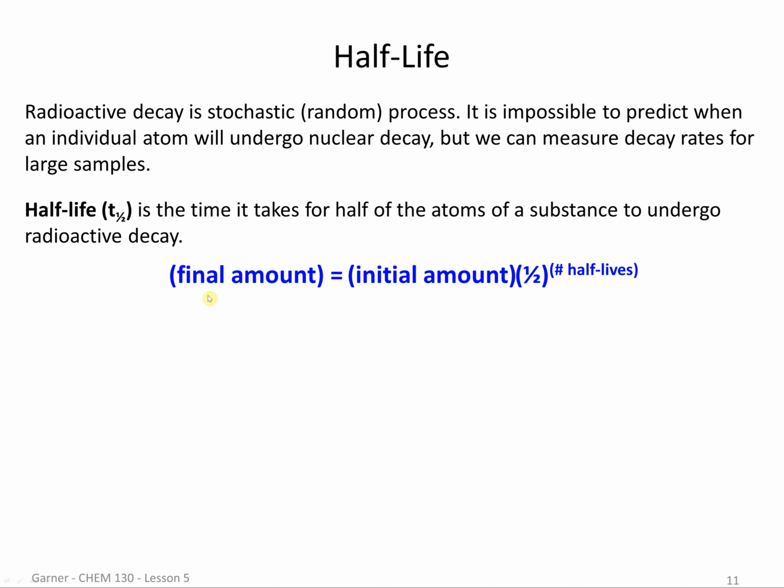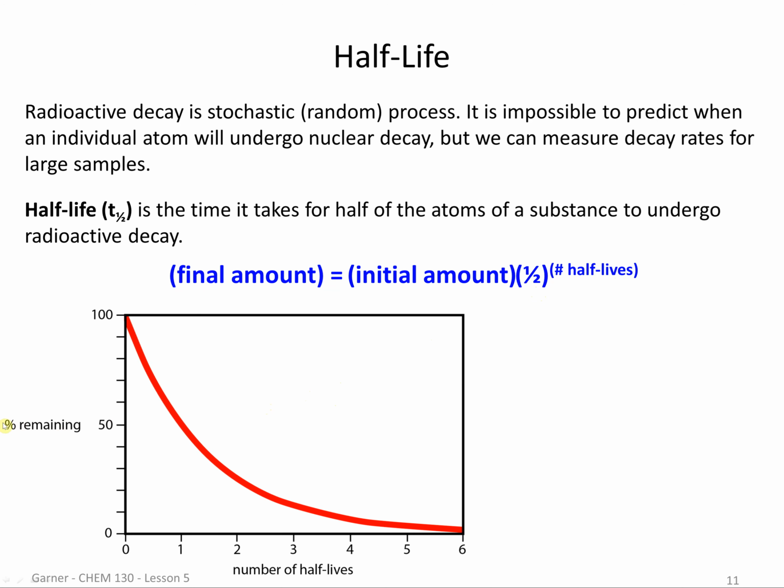So the final amount of a material that's present is going to equal whatever amount you started with times 1/2 raised to the number of half-lives that have passed. So we can represent this graphically as well. We can graph the percent remaining of an initial sample of radioactive material as a function of the number of half-lives that have passed here on the x-axis.